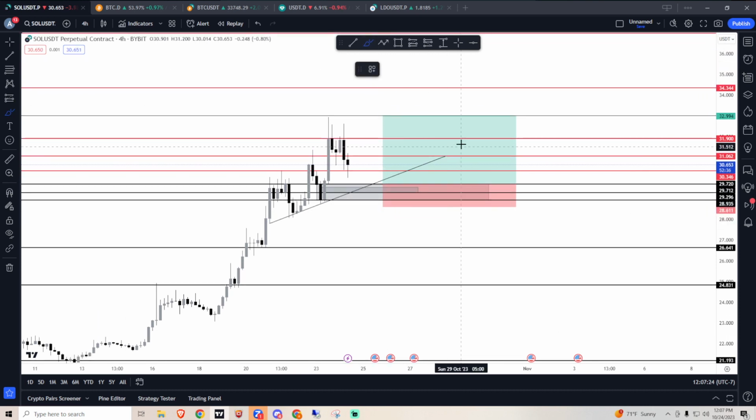Otherwise, then it becomes a confirmation type of trade. Lose the trend line, turn it into resistance. You're going to market short once we close down below, and stop loss will be somewhere above here. I can't give that stop loss yet because it hasn't happened, but that's the type of confirmation.